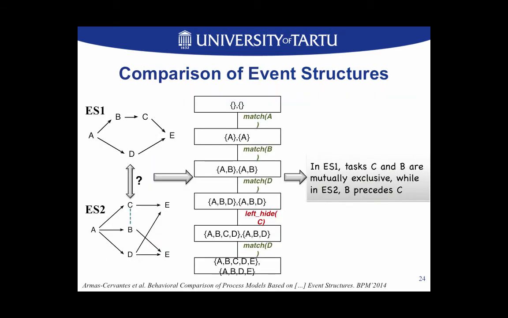So I can generate from this mismatch something that tells me that in this event structure, C and B are mutually exclusive, while in this other configuration, B precedes C, as you can see here. This precedes that. So I can take two event structures and generate a set of different statements, which I can represent in natural language, or I can represent visually.